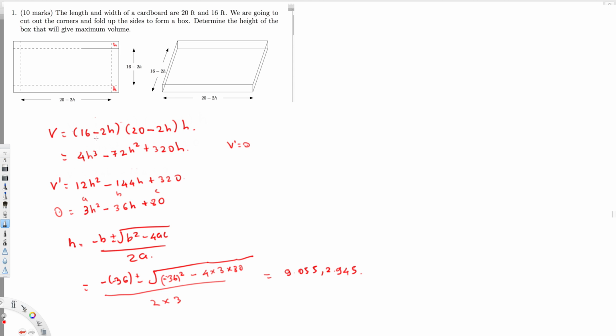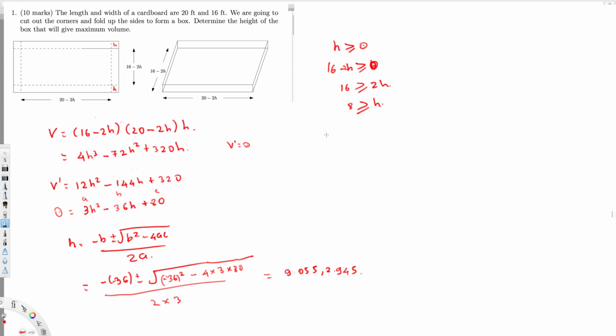To check the domain, we know this box can't have a negative dimension, for example, you can't get a negative 2 centimeter or something like that, right? So we know it should be greater than 0. First of all, h is greater than or equal to 0. Then 16 minus 2h is also greater than or equal to 0. If I solve this one, 16 is greater than 2h, so h should be less than 8.